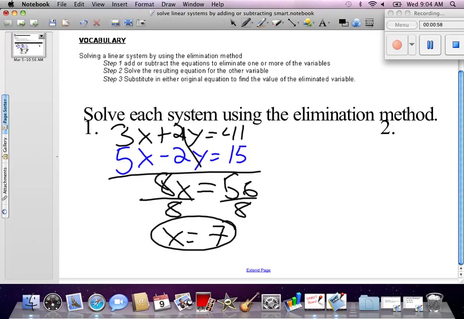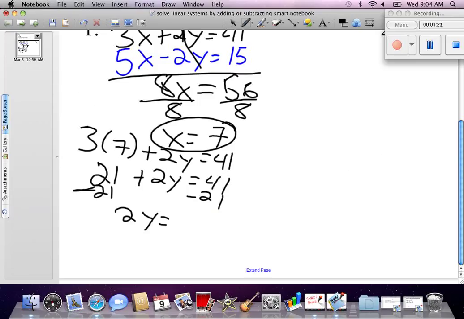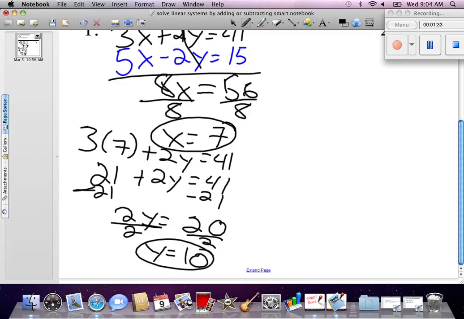But I only have the x value, so what do I have to do to find my y? Well, I get back into either equation. So I'm going to write 3 times 7 plus 2y equals 41. 3 times 7 is 21, plus 2y equals 41. Subtract 21 from both sides, and I get 2y equals 20. Divide it by 2, and y equals 10.